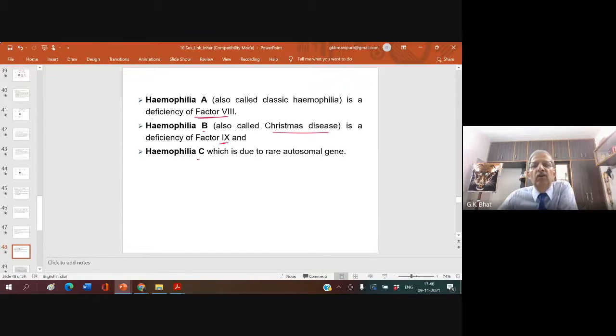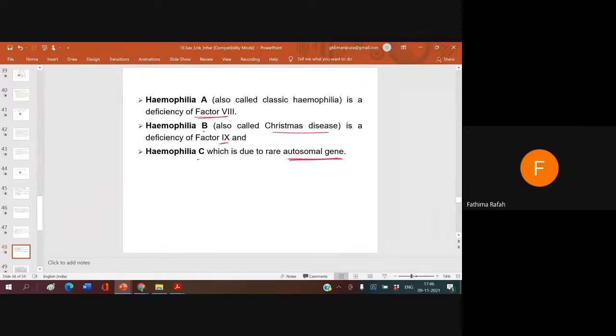Hemophilia C is due to a rare autosomal gene. It is not X-linked or sex-linked; it is autosomal linked. Can anyone tell me why it is called Christmas disease? Is it because it was discovered on Christmas Day? Any idea, Rafa? Don't know. Aisha? What is factor, sir?